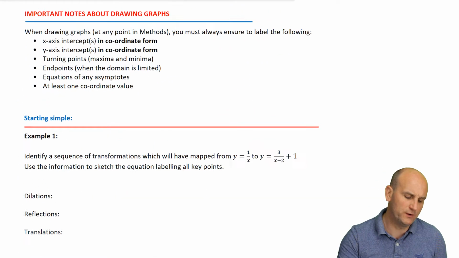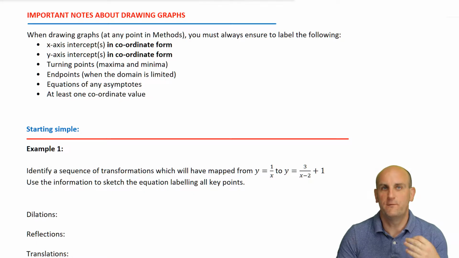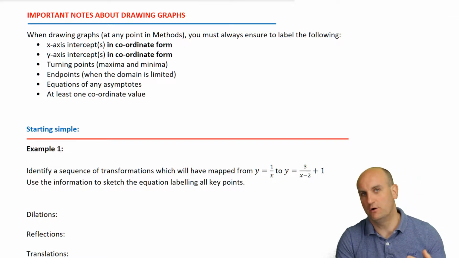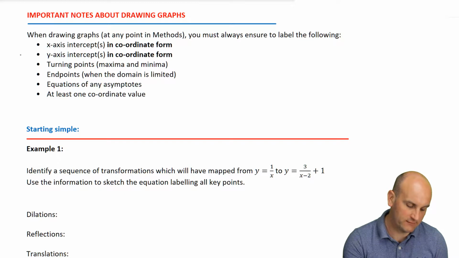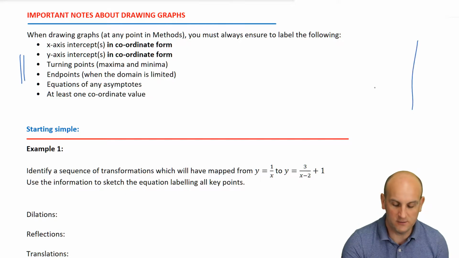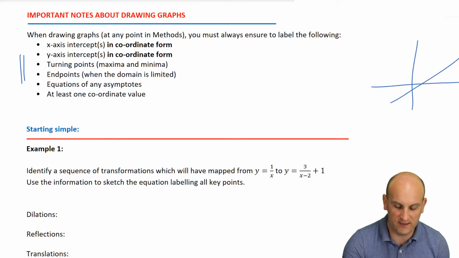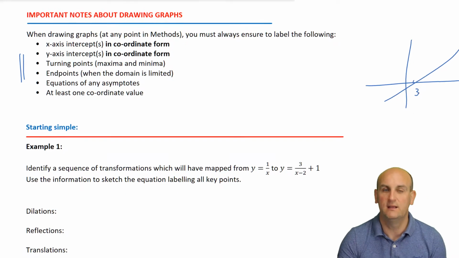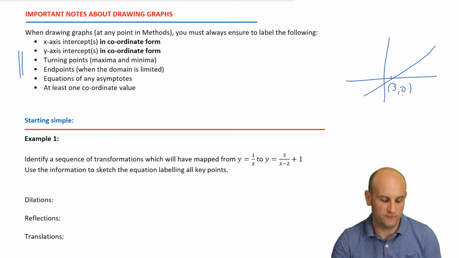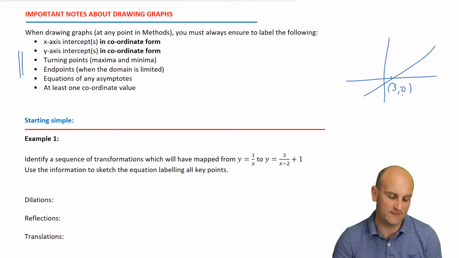One of the important notes about drawing graphs is, for Methods and every subject throughout the world that I'm aware of, having taught both in the UK and here, you have to label as much of a graph as you possibly can. And there are certain key points. So x-axis intercepts and y-axis intercepts must be in coordinate form. By that I mean you cannot draw a function and just put 3 there. It can't be 3, it has to be (3, 0). It's coordinate form. Likewise with y-axis intercepts.